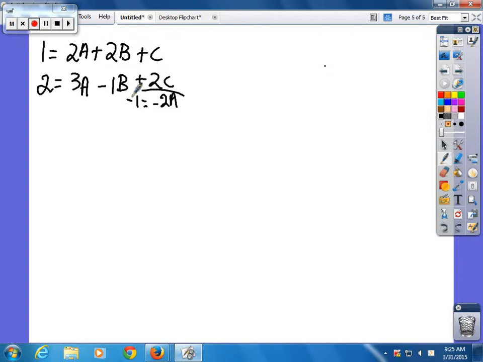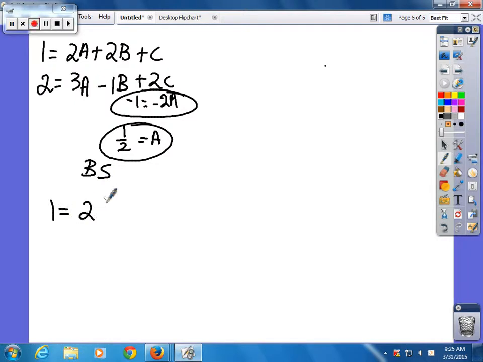So take this one, and that's going to be A is equal to 1/2. BS your way back through it. So 1 is equal to 2 times 1/2 plus 2B plus C. What? What'd you say? Now I thought we shared everything. You're not going to share.